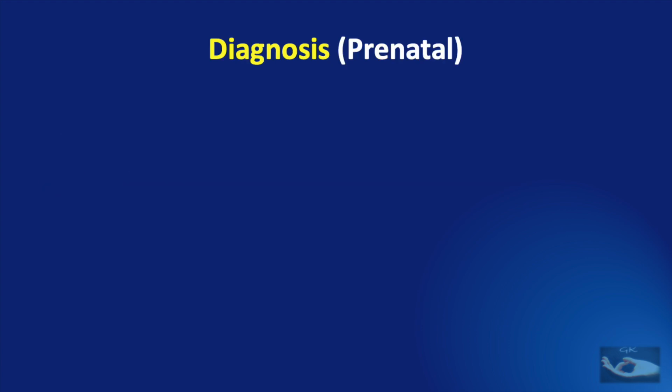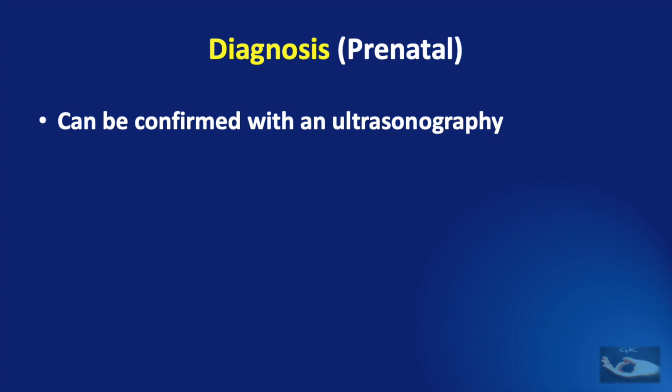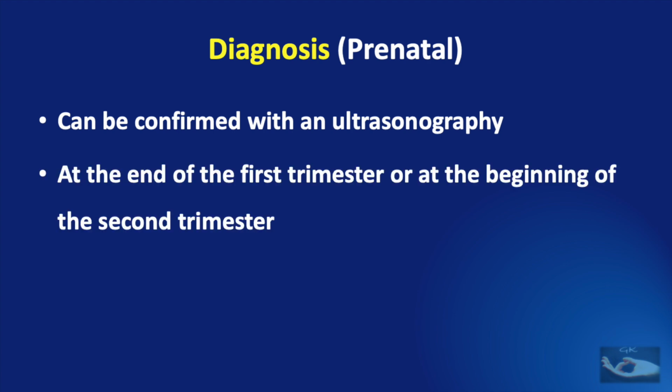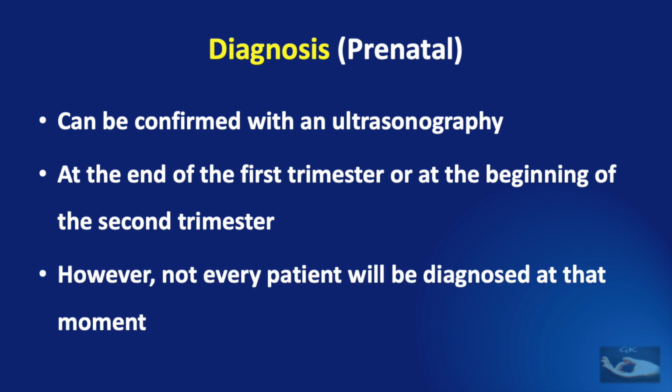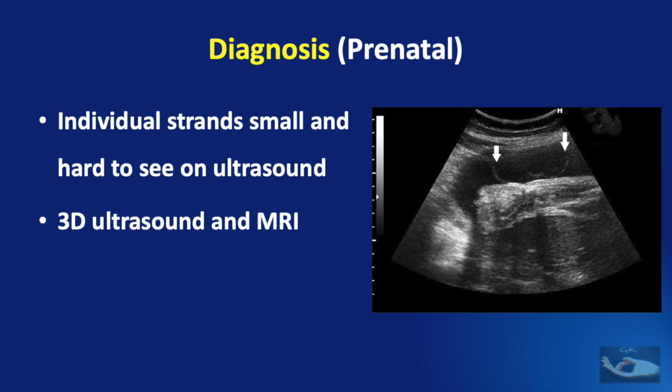In the prenatal period, the presence of acrosyndactyly or mainly the constriction bands can be confirmed with an ultrasonography, which is done at the end of the first trimester or at the beginning of the second trimester. However, we need to remember that not every patient will be diagnosed at that particular moment. That is because individual strands are small and hard to see on ultrasound. A 3D ultrasound and MRI may make it a little clearer.